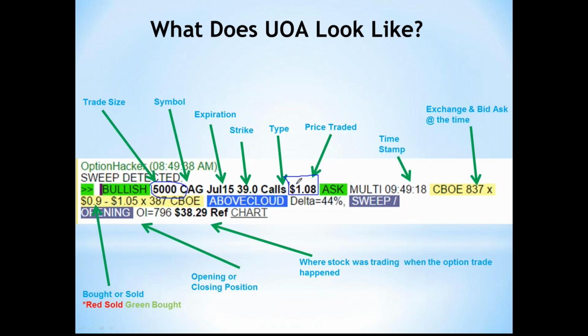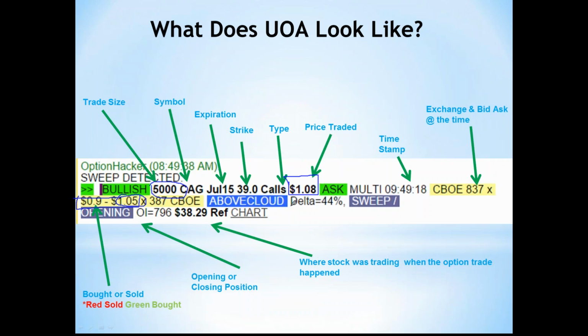And this is what's really great about unusual options activity, is there's so much information for me to analyze. I can see that the market at the time of the trade was 90 cents at $1.05. So the best offer in the world was $1.05. And even though that was the best offer in the world at the time of this trade, the trader paid $1.08. So it shows me what? They were very aggressive. They aggressively bought these calls.